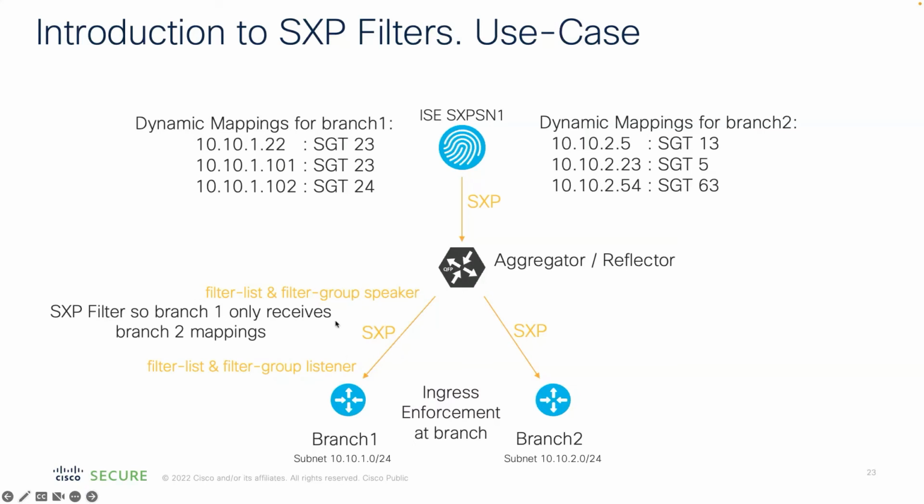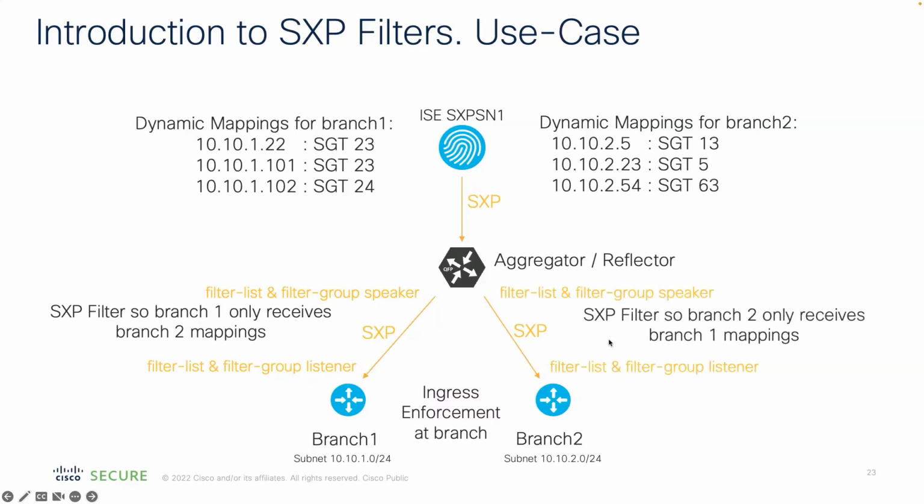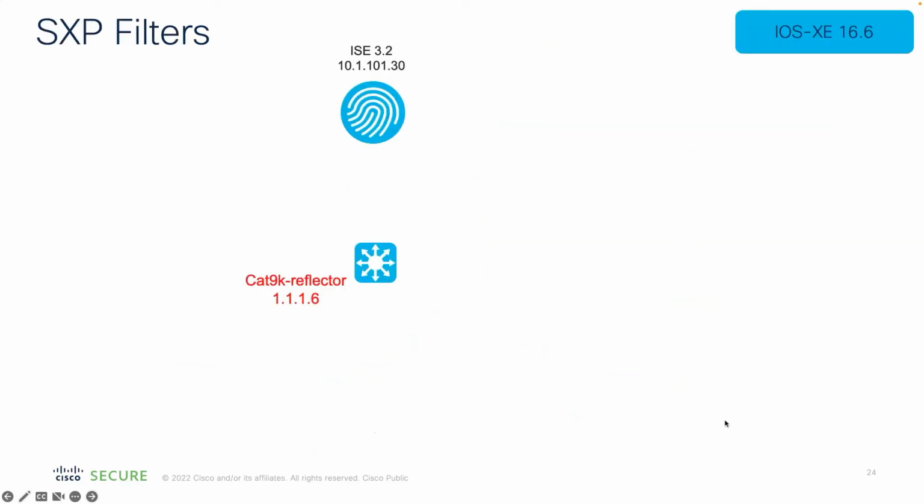So we can use SXP filters either on the speaker from the reflector or on the listener on the branch, to add filter lists and filter groups so that branch 1 only receives mappings from branch 2. And equally, why send branch 2 mappings back to itself when it already knows them? You can use SXP filtering to only send branch 1 mappings to branch 2. So this is an example of filter lists and filter groups.